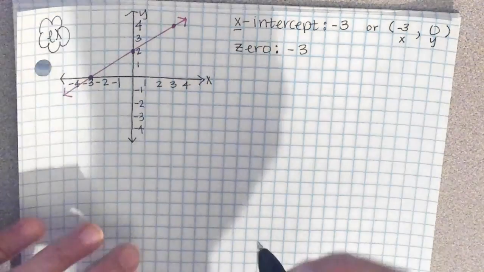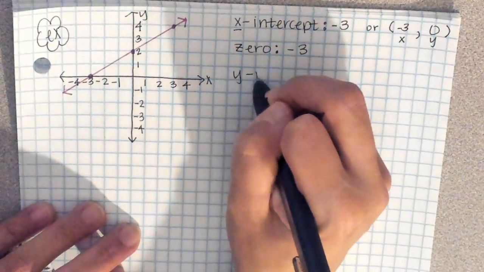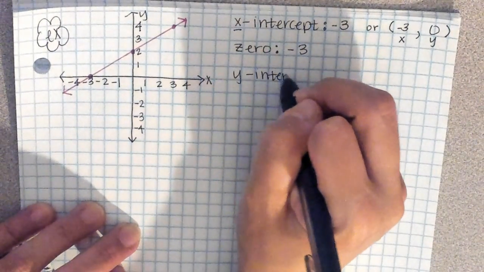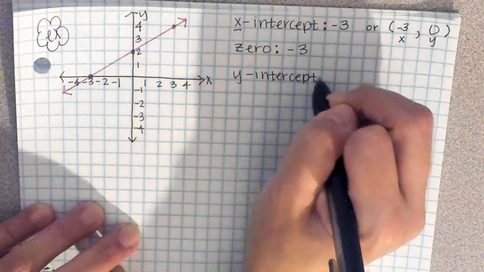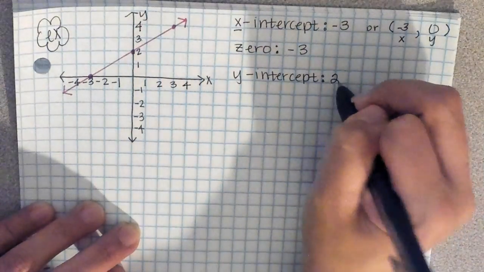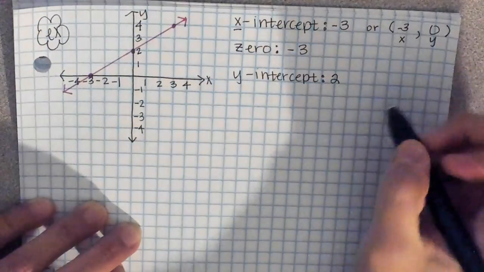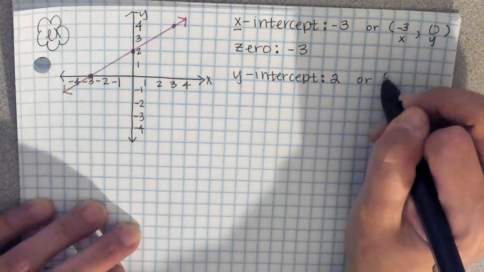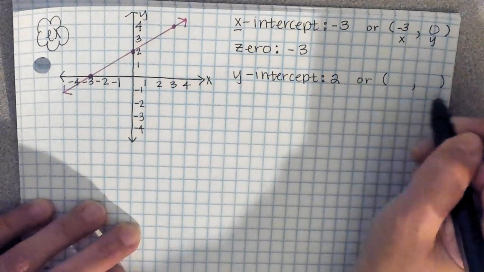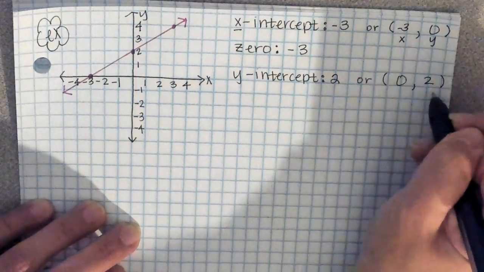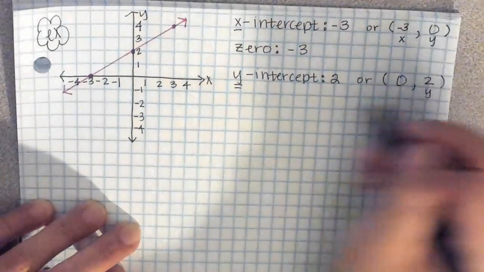Okay. What's my y-intercept of the graph? 2. How do you know? That's where it touches my y-axis. How would I write that one as an ordered pair? 0 and then 2, because 2 is my y.